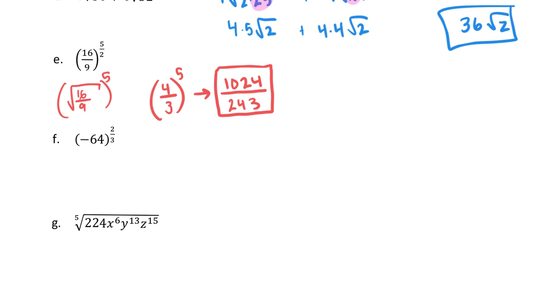Okay, our next one is negative 64 to the 2/3 power. So this will follow the same lines that we just saw. We're going to take the cube root of negative 64, and then we are going to square it. So here we get the cube root of negative 64 is negative 4, and negative 4 squared equals 16.